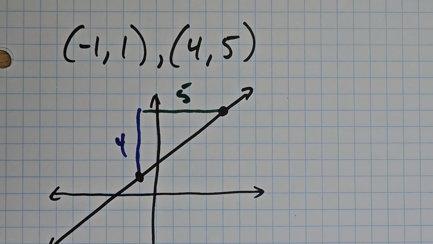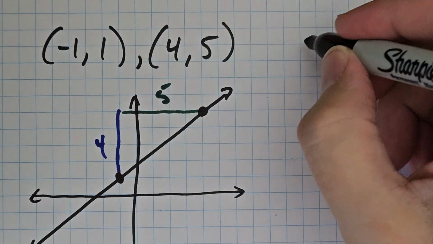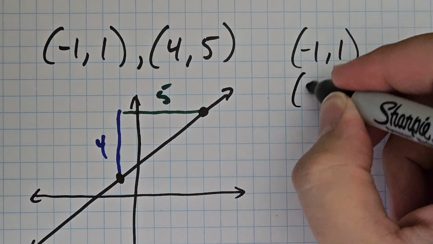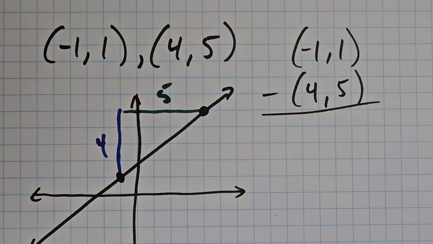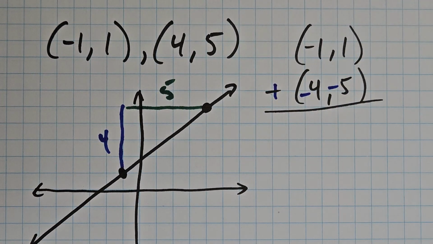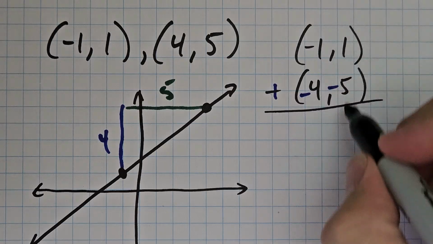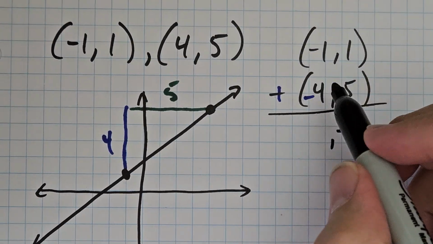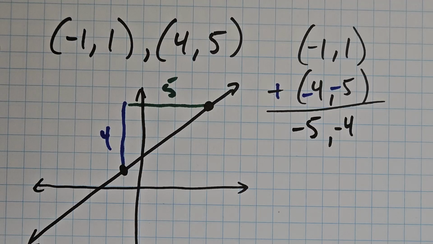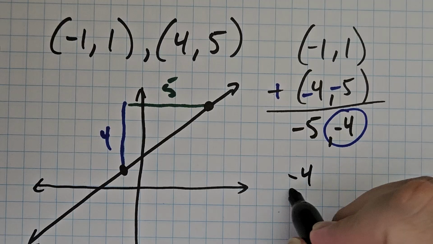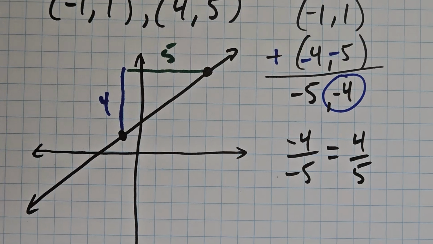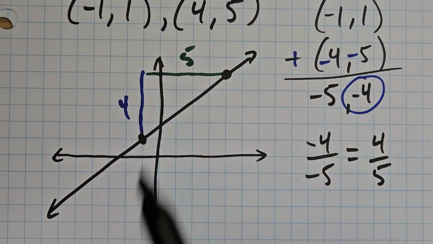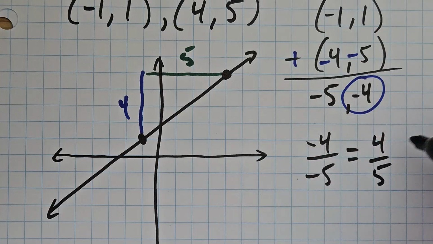Another way to do that is to stack them, subtract them, and add them by changing the signs. 1 plus negative 5 is negative 4. Negative 1 plus negative 4 is negative 5. The rise comes from the y's. Rise over run, negative 4 on top, negative 5 on bottom. A negative divided by a negative makes a positive. So either way you do it, our slope is 4 over 5. So that's our slope.